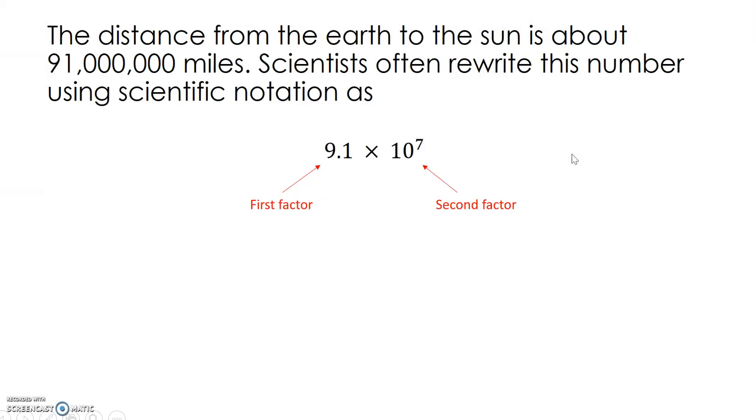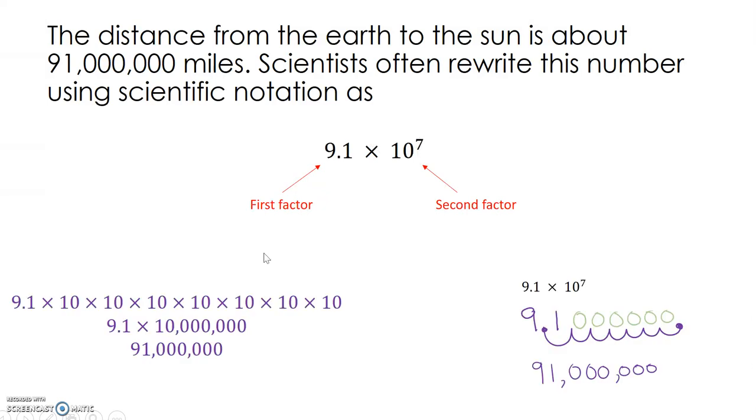When we go through that, and we've been talking about exponents already, 10 to the 7th is going to be like 10 times 10 times 10 times 10 times 10 times 10 times 10, 7 times. So we'd have 9.1 times those 7 tens all multiplied. If you were to go through that, it'd be like 9.1 times 10 million, which would give you back the 91 million.